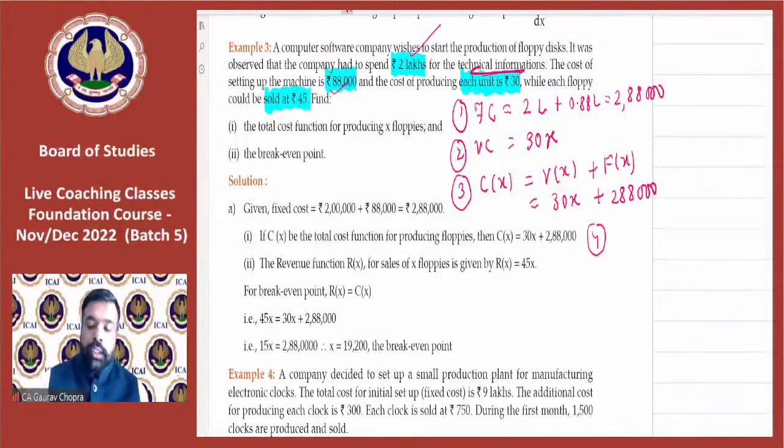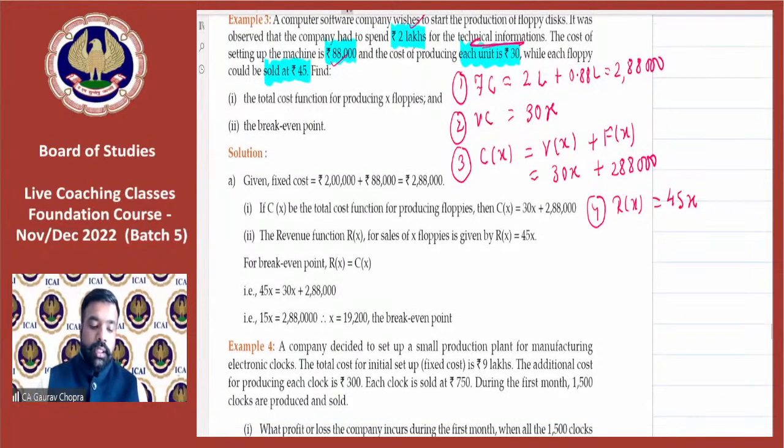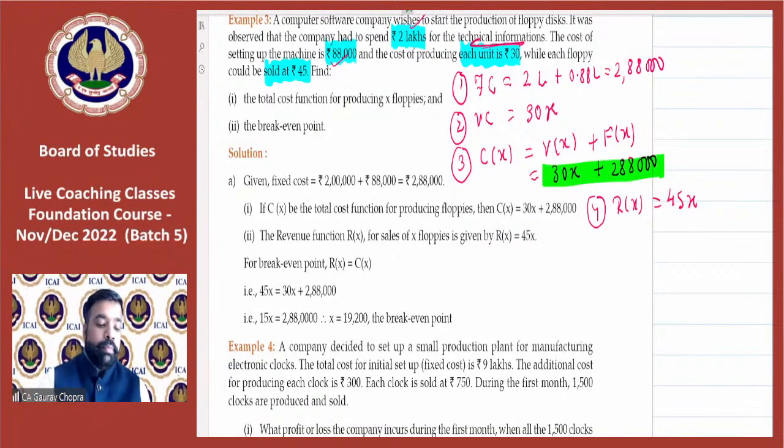Then fourth is revenue function. We can sell one floppy at 45 rupees. If we are selling X units, then the total revenue will be 45x. This is the total profit. All right. Now the question told us to calculate the total cost. So we computed in C portion, that was the total cost. And B part says the break-even point.